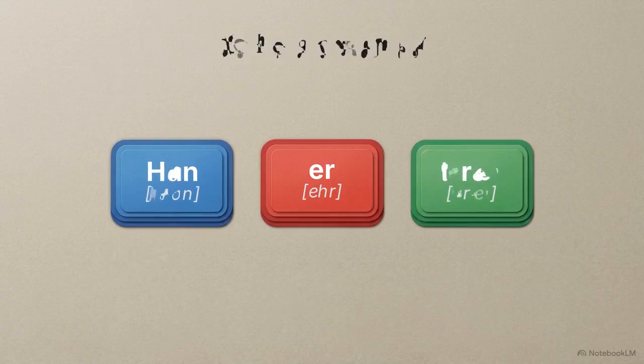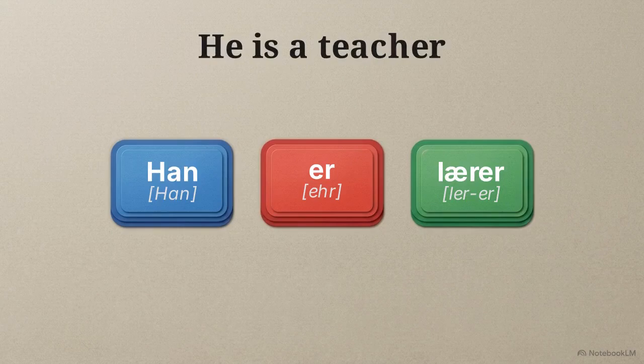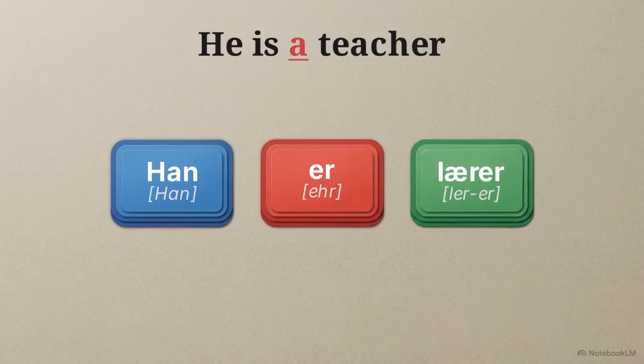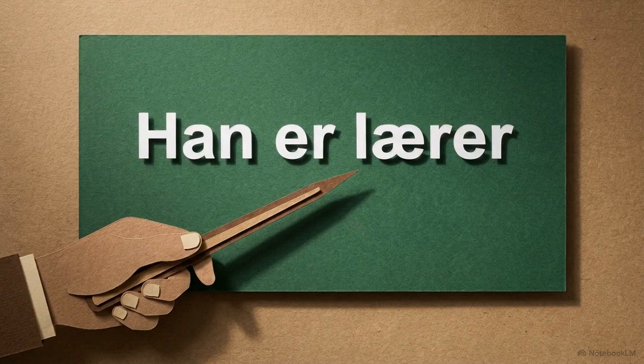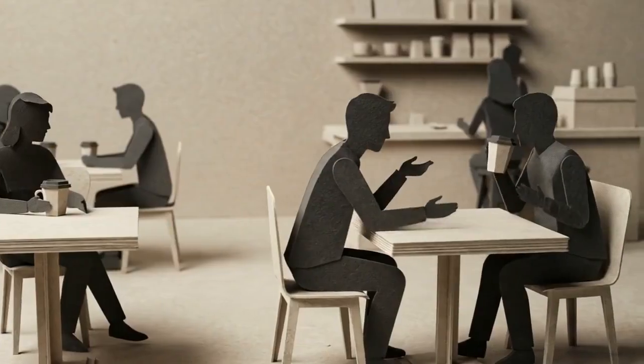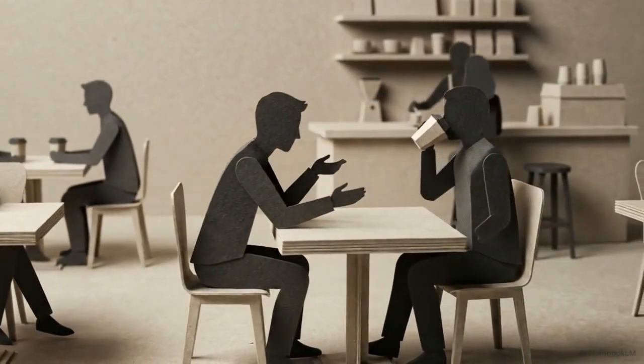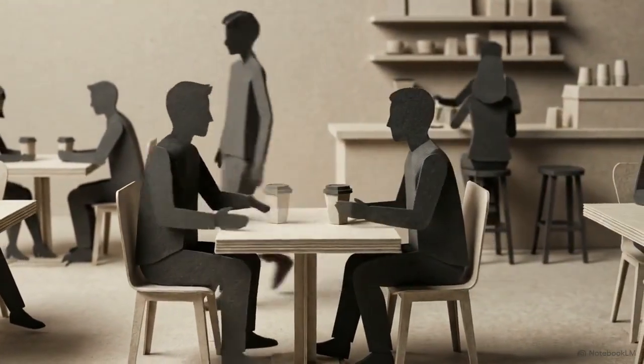Look at the phrase, he is a teacher. In English, we use the word a, but if you look at the blocks, you'll see the Danish version, han er lærer, doesn't include it. Danish grammar requires you to drop the article entirely when you are stating a profession. Learning to skip the article here is a key step in making your basic sentences match how native speakers actually talk.